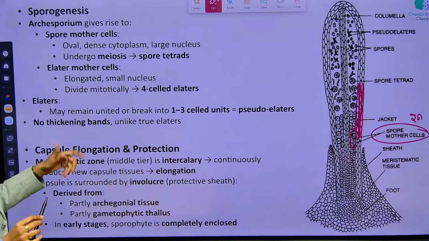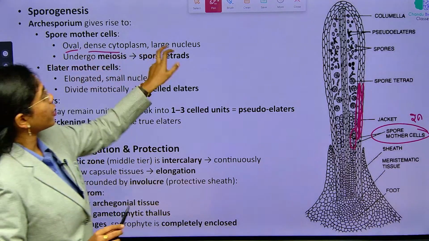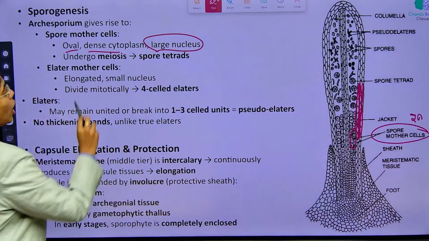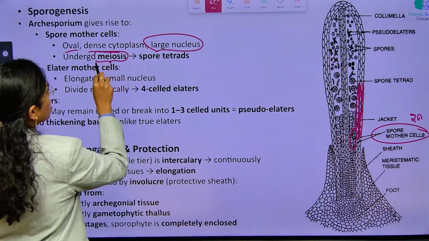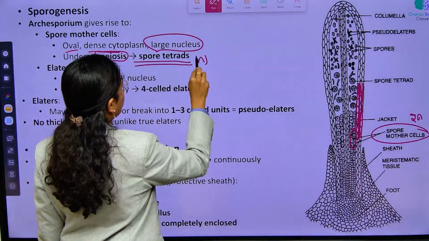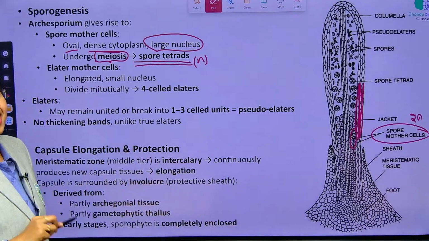Here you see spore mother cells. They are oval, with dense cytoplasm and a large nucleus. They undergo meiosis, giving out a spore tetrad. Spores will be haploid. And how will the spores be dispersed?